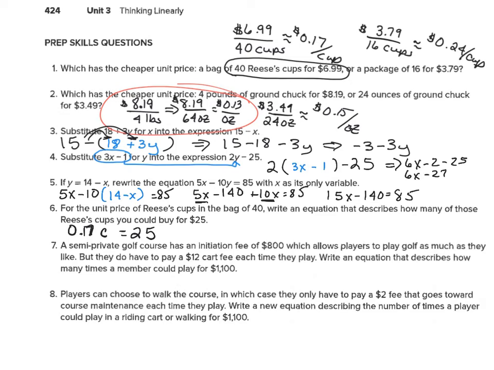Number 7. A semi-private golf course has an initiation fee of $800, whoa, which allows players to play golf as much as they like, but they have to pay a $12 cart fee each time they want to play. So it looks like $800, that's your base fee, but if you're going to ride in a cart, it's $12 every time you rent that cart. And so it says write an equation that describes how many times a member could play for $1,100. Okay, that looks like that would work.